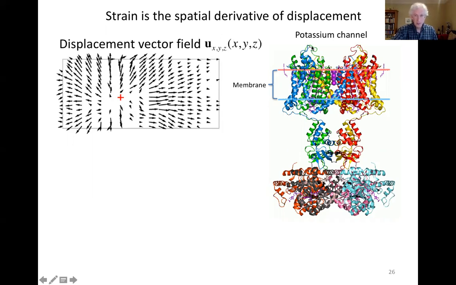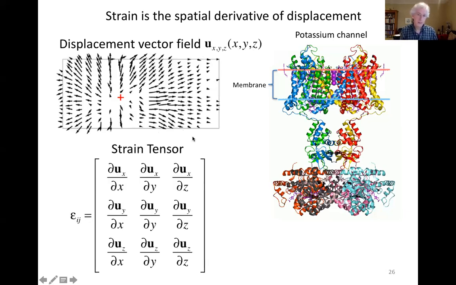This change in displacement, or the spatial derivative of displacement, is the strain. So let's consider this displacement as a vector field. By that, I mean that the displacement is a vector, let's say with an X, Y, and Z component. Here, I'm just showing X and Y. There'll also be a Z component, but there's a vector for every location in space. So at each X, Y, and Z location, there's a different X, Y, and Z vector representing the displacement field.